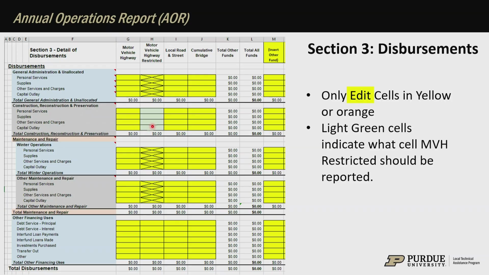Also, I'll just highlight here the MVH restricted. The MVH restricted is dedicated to construction, reconstruction, preservation. So we crossed out these cells in here just to help people not accidentally put funds for your MVH restricted in these other categories. They should only be included in the construction, reconstruction, preservation.